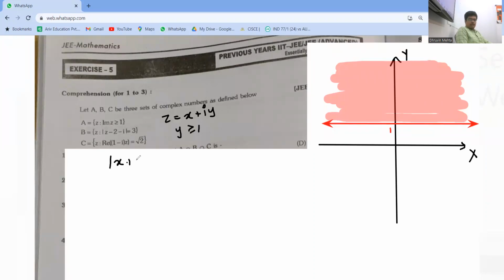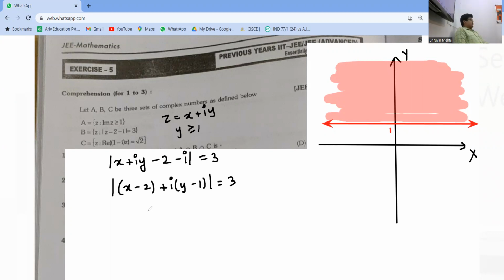So this is mod of x plus iy minus 2 minus i equal to 3. This is mod of x minus 2, and I can take i common from the i terms, this will be y minus 1. Do you remember the formula for the modulus? I am talking about the modulus of complex numbers, not the general modulus. How do we find the modulus in complex numbers? Root of a square plus b square. So it's root of (x minus 2) the whole square plus (y minus 1) the whole square equal to 3.